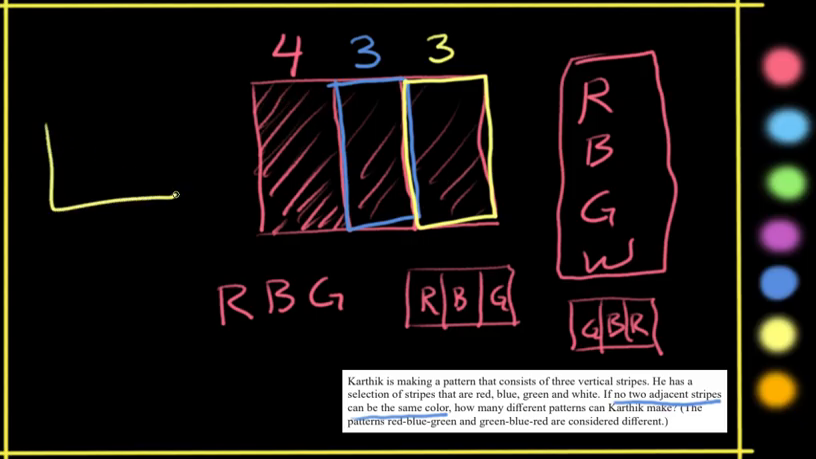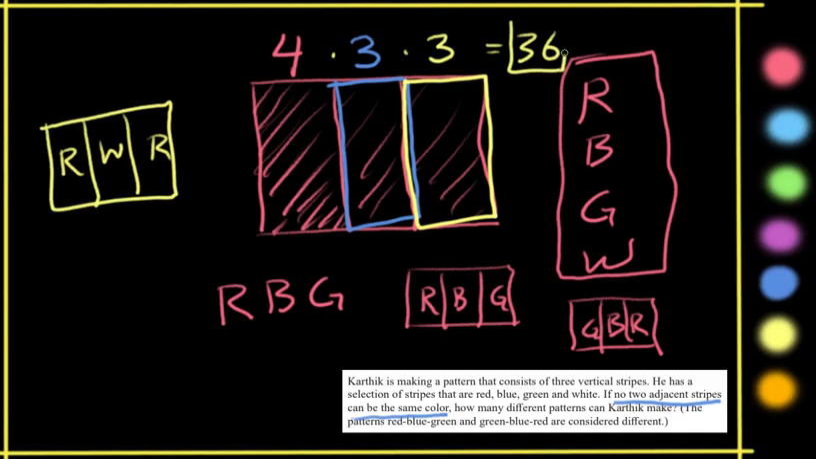Kind of like there's a flag that's red, white, red, I think. I think that's Poland, maybe. You could make the Polish flag. Maybe I'm wrong about that. But anyway, there's some flags that are like that, where you have the 2 sides the same color. And that's a legitimate possibility for him here. So it's 4 times 3 times 3, and that's going to be 36 if you multiply it out. So there's 36 different flags that he can make. All right, let's take a look at the next one.